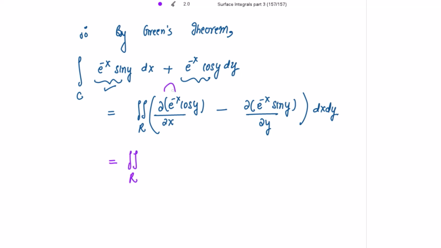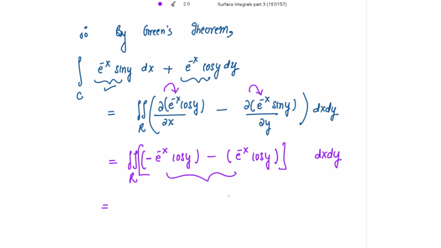So this is equal to the double integration over R. Let's differentiate this with respect to x. So this is e to the power minus x with negative sign, cos of y, minus, differentiating this with respect to y, this is e to the power minus x and the derivative of sin y is cos y, and writing here dx dy. So this becomes minus twice e to the power minus x cos of y. So this is minus twice, I'm taking minus 2 outside of the integral, the double integration of e to the power minus x cos of y dx dy.